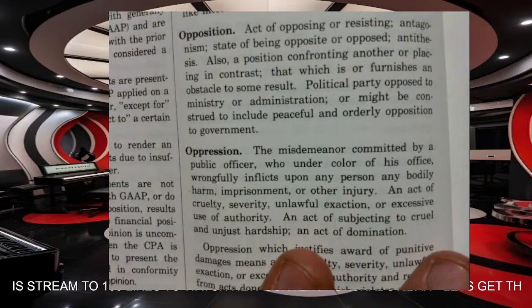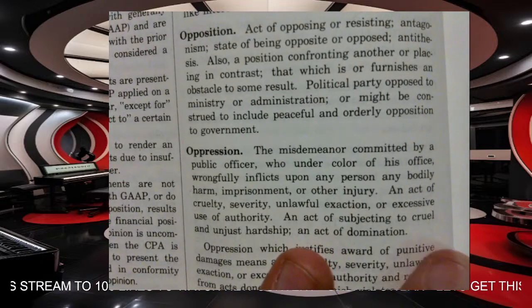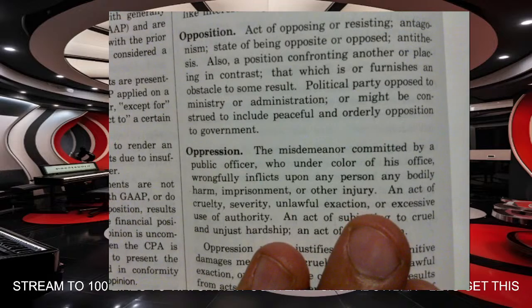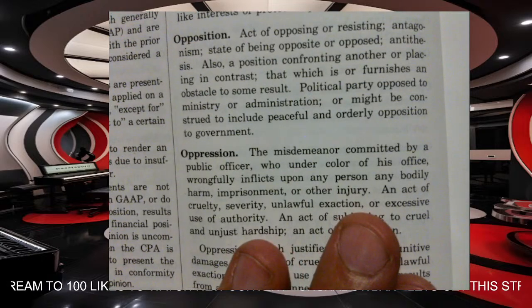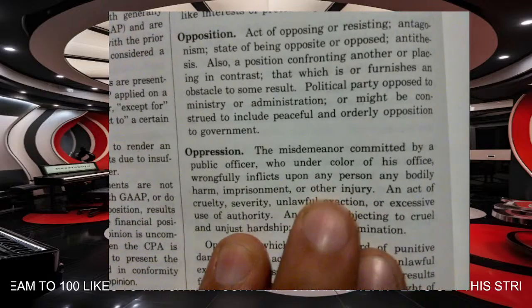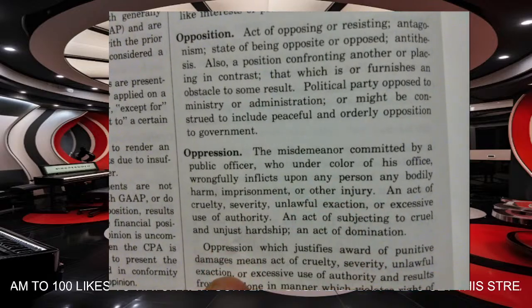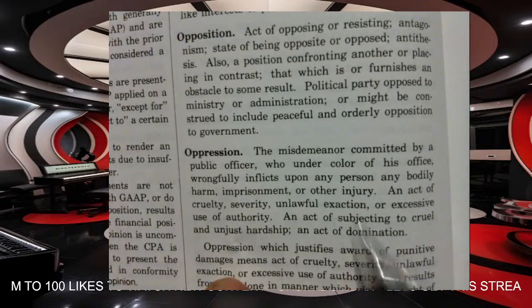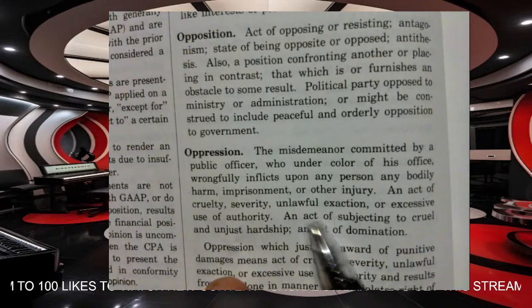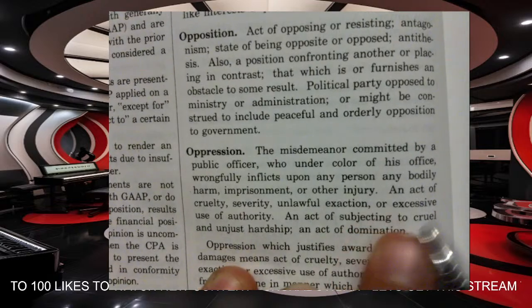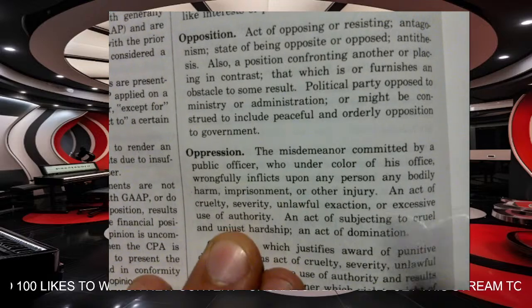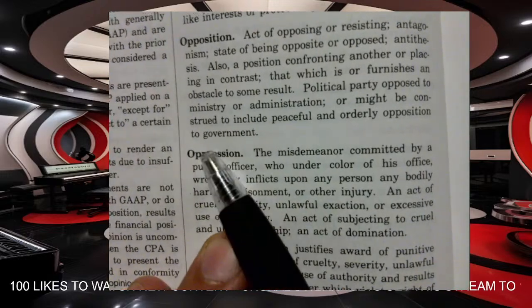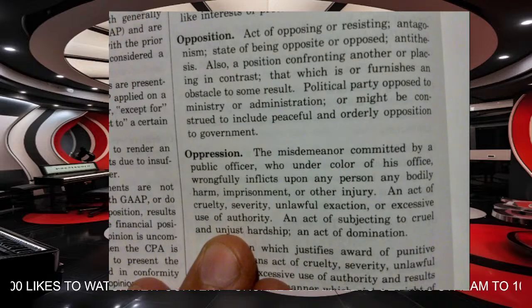Anyway, oppression, the misdemeanor committed by a public officer who, under color of his office, wrongfully inflicts upon any person any bodily harm, imprisonment, or other injury. Yeah, the employee caused emotional distress. Or excessive use of authority. Wow! Or excessive use of authority. Oppression. You see, this one is a big one.